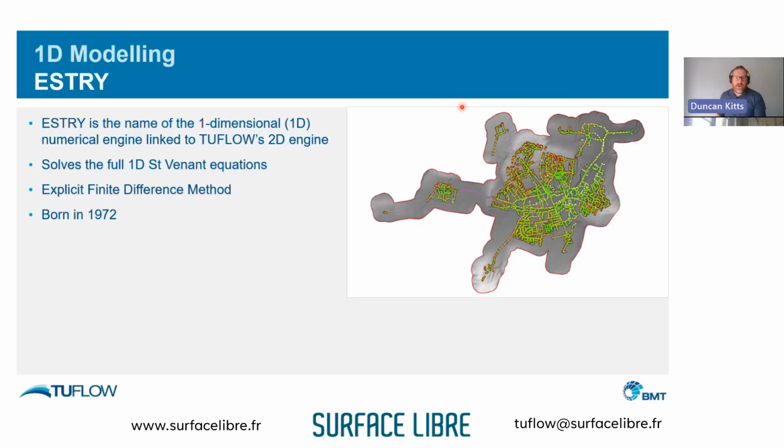So when we talk about pipe network modeling in TwoFlow, really we're talking about a numerical software engine called Esri, which is the 1D component of TwoFlow. When you purchase TwoFlow, you get Esri embedded within that automatically. It's a very powerful engine. Like most 1D solvers, it solves the full 1D Saint-Venant equations. It's an explicit finite difference method, and it was first developed in 1972. So it's got over 50 years of heritage.